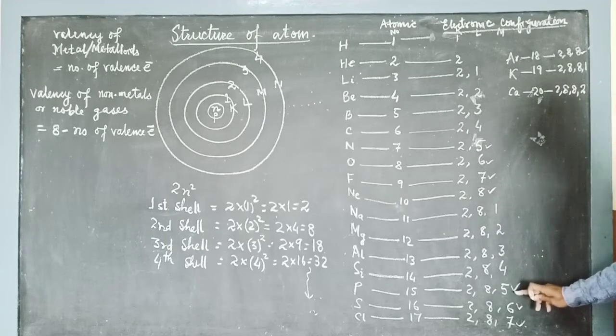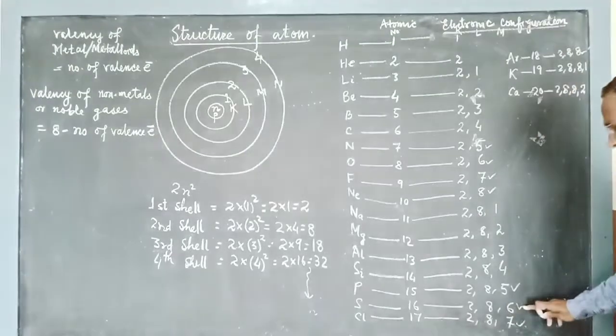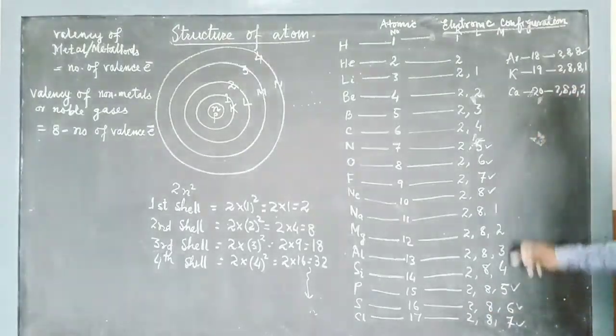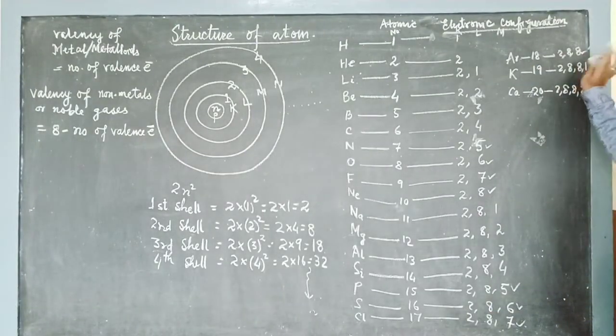In the same way, valency of phosphorus will be 8 minus 5, 3. Sulfur will be 8 minus 6, 2. Chlorine, 8 minus 7, 1. Argon, 8 minus 8, 0.